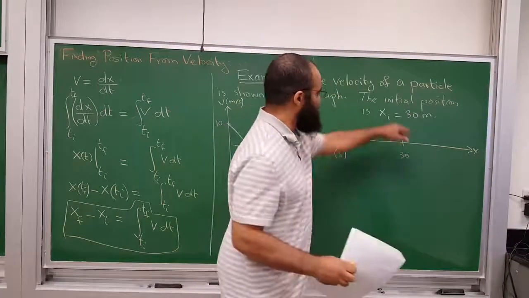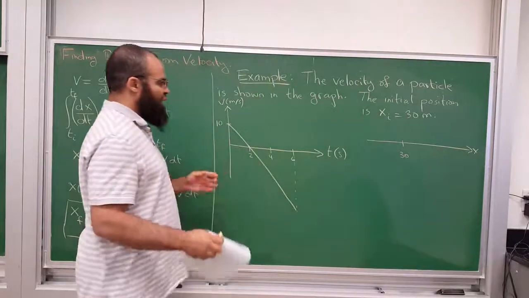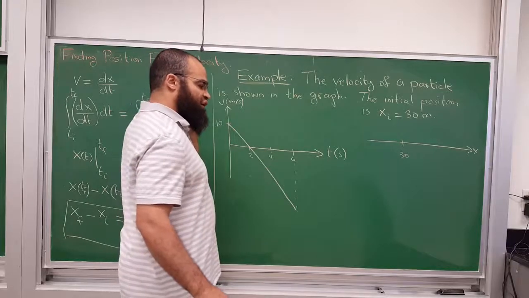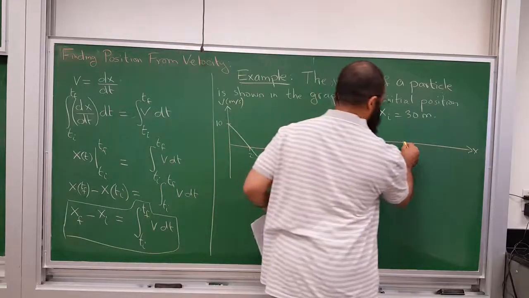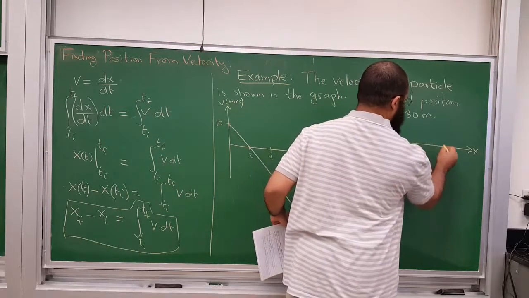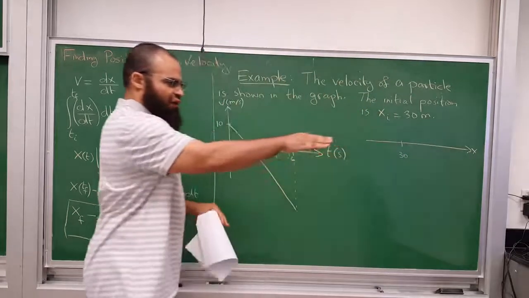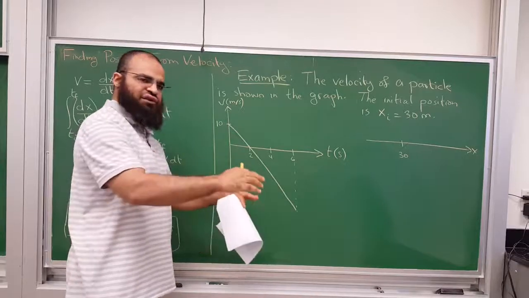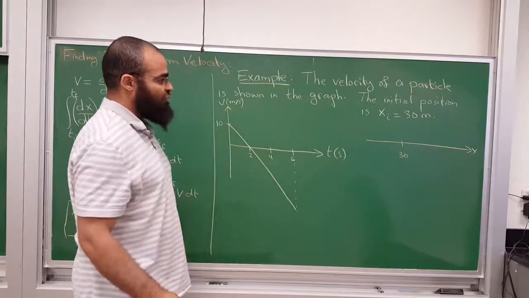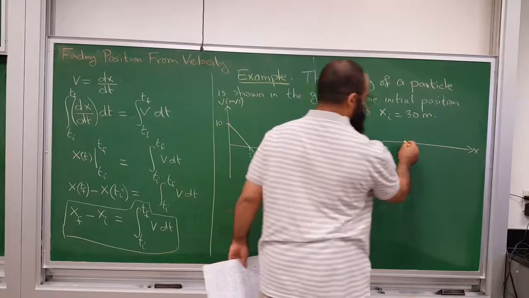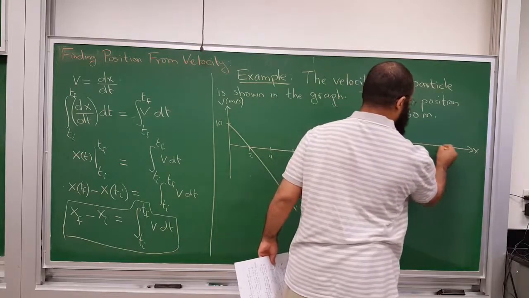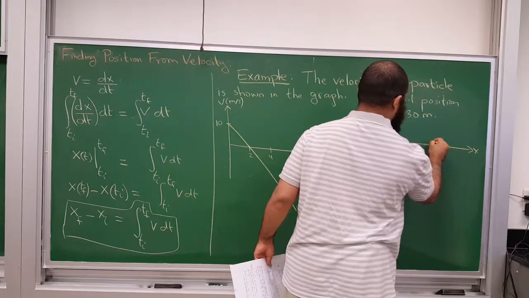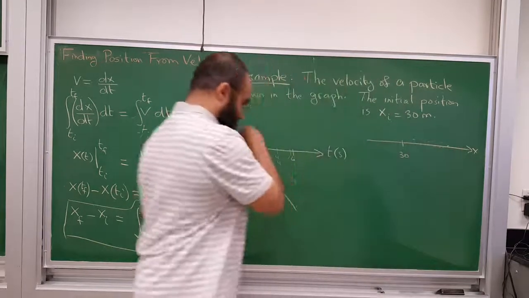Because the initial position is at 30. And when it's here, the velocity is 10. So it's still proceeding forward, although the velocity is decreasing. It's like you're going in your car, but you take your foot off the gas. So the car slows down, but you still make progress forward until the car stops. So it keeps moving forward, the position keeps increasing till it gets somewhere here, and then it maybe makes a U-turn and comes back. Okay.